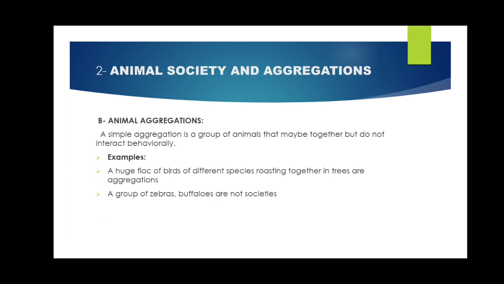Now we will talk about animal aggregations. It is a simple group of animals that may be together, but they do not have any kind of behavioral interaction. For example, huge flocks of birds of many different species roosting together in trees are aggregations. They are simply groups, but they do not have any kind of social interaction. Another example is a group of zebras and buffaloes, which are not societies because they belong to different species. So they are just animal aggregations.